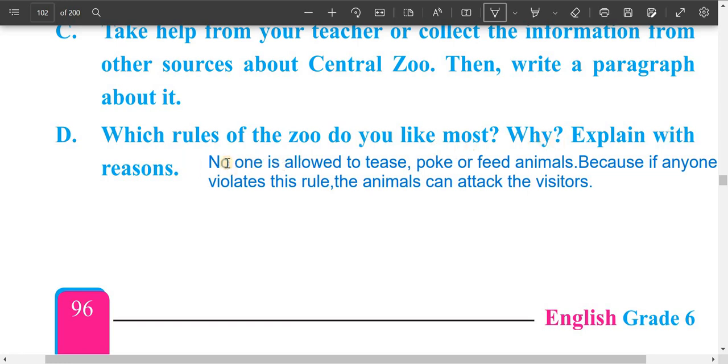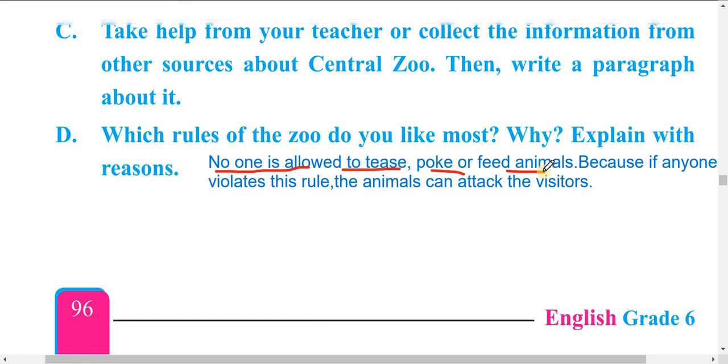Now, which rules of the zoo do you like most? Why? Explain it with reasons. So, there are many rules. I like this one. No one is allowed to tease, poke, or feed animals. I like this rule because if anyone violates this rule, if anyone teases or pokes or feeds an animal, what happens? The animals can attack the visitors, or the animal can also become ill if we feed them whatever we like. So these are dangers for both visitors and animals.